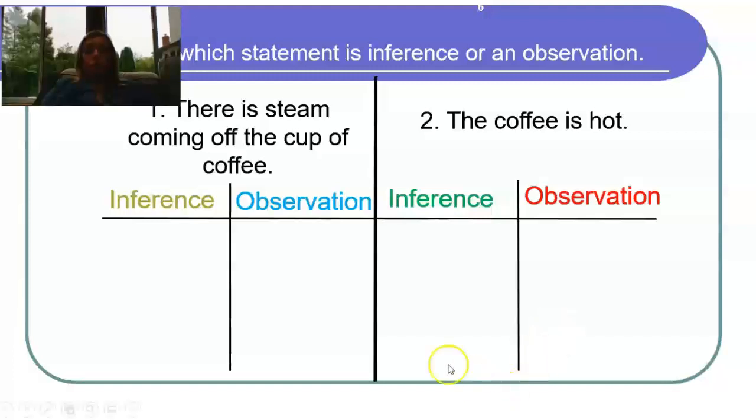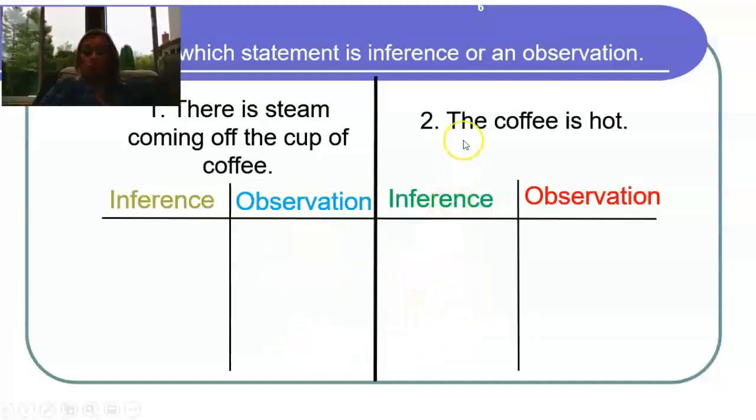Okay, you should have had time to pause the video and make a choice. If there is steam coming off of the coffee cup, that is something that you can see. That is an observation. You're inferring, because you see steam, that the coffee is hot. So you are using your prior knowledge that when things make steam, those things are hot. So that's an inference. So number 1 is observation, and number 2 is inference.